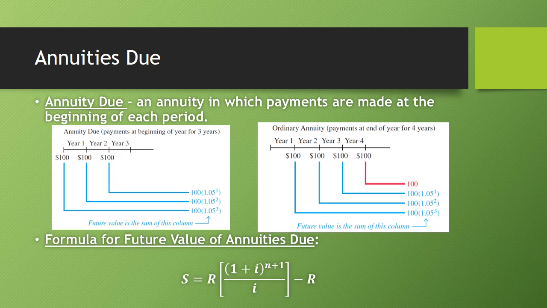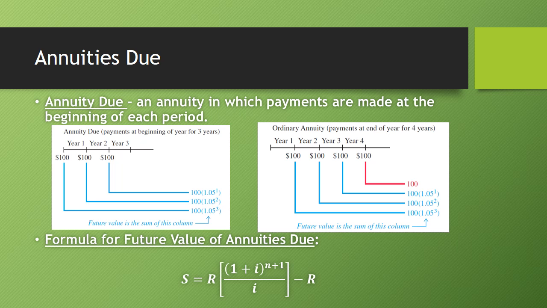Here's a little bit more about annuities due. We already said an annuity due is an annuity where payments are made at the beginning of each period. This little diagram is to kind of show you the difference in the interest earned between the two. Remember that with an ordinary annuity, because your payment's at the end, your very last payment is not going to earn any interest. With an annuity due, because you're paying at the beginning, every payment will earn interest.